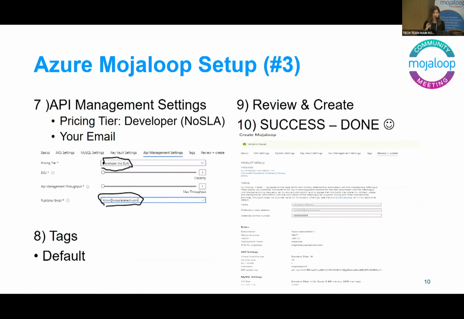Okay. Step 7, API management settings. One of the first things you're going to do as far as pricing tier, select developer, no SLA, because again, this is a test site. We don't need to use resources unnecessarily. And then you're going to enter in your email address. Step 8 is the tags. Just go with the default there. And step 9, review and create. That is all. Everybody can follow that process. So I expect everybody to use an Azure free account and create a Mojaloop site. And then you can see the services and instances. It's that easy.